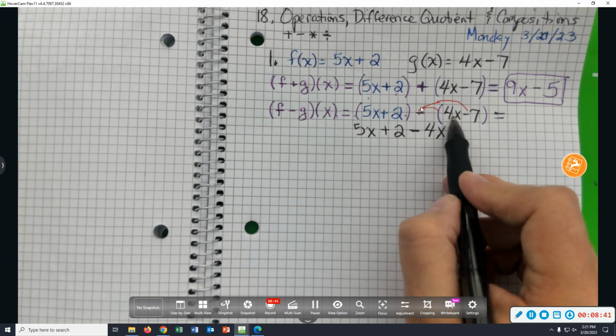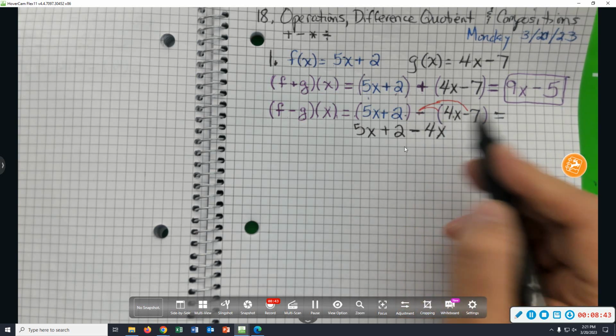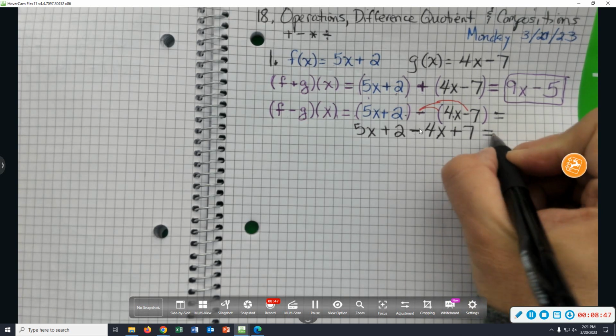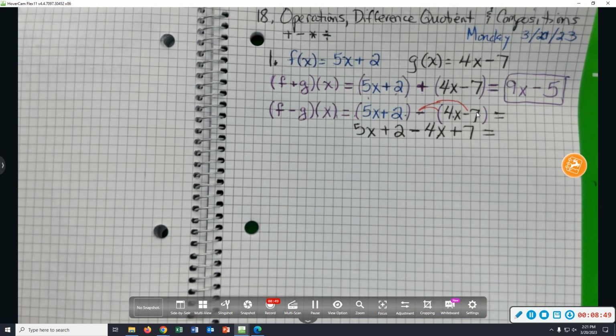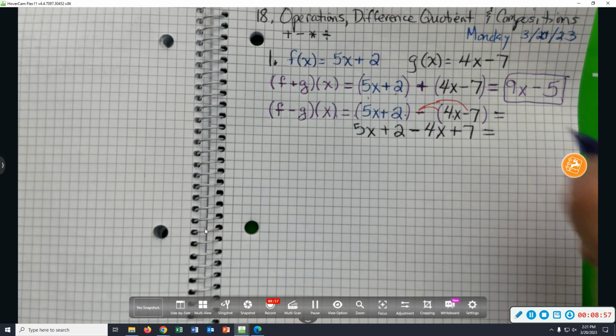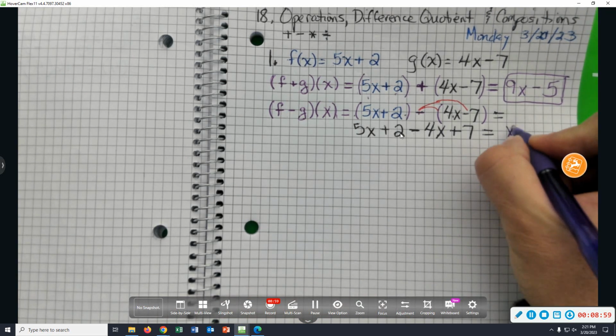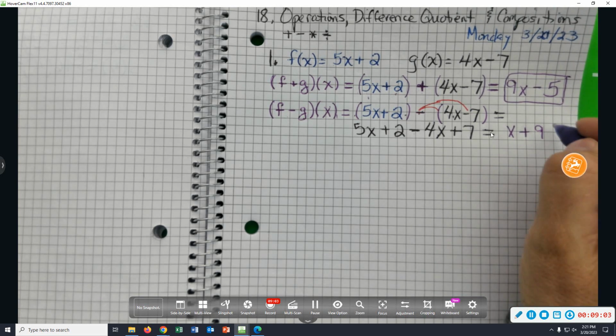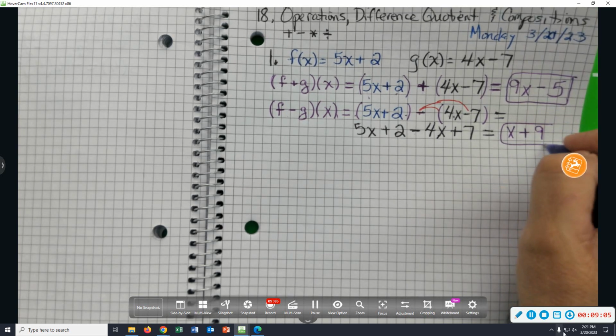But now we distribute the minus. Did y'all hear that? The 4x became a minus 4x. The minus 7 became a plus 7. And now it's just like the first part of the problem. x plus 9? Yeah, that's right. 5x minus 4x is 1x. 2 plus 7? I agree.